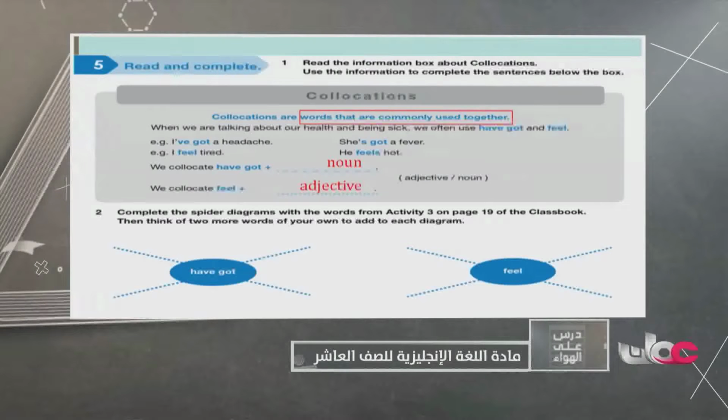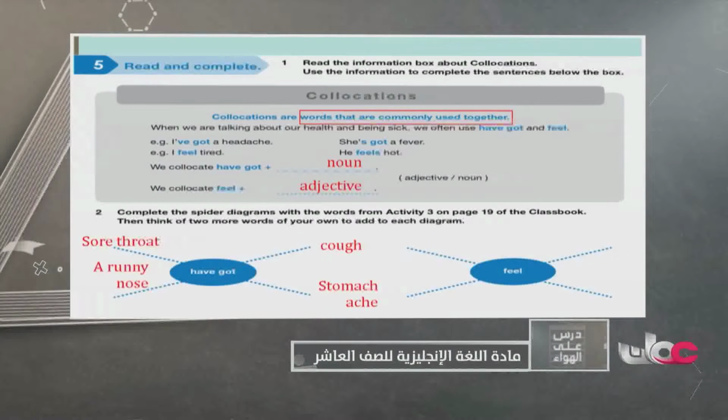So let's take have got. We say we have got sore throat and we have got cough. Also, when we want to talk about our health, we can say we have got stomach ache, and we can say we have got a runny nose. What about feel? We feel sick, we feel unwell, we feel dizzy, and we feel nauseous. So after have got we should write a noun, and after feel we should write adjectives.